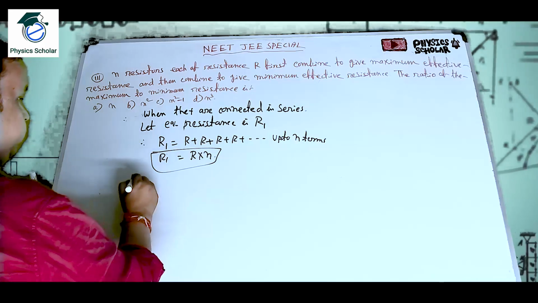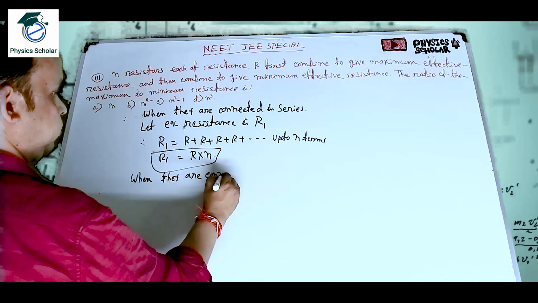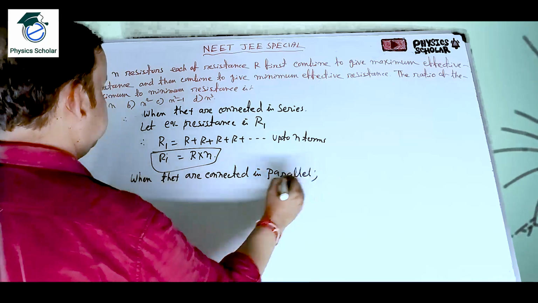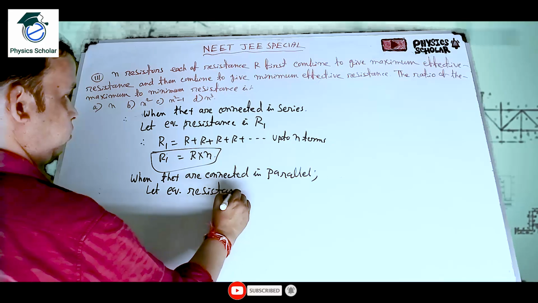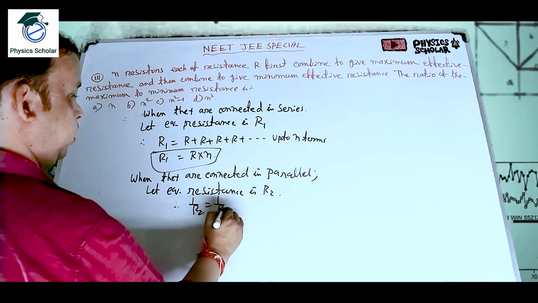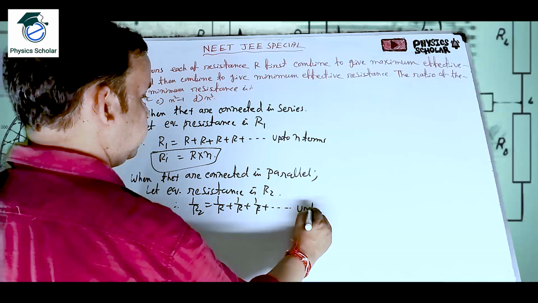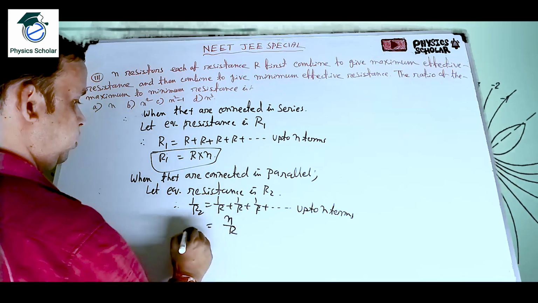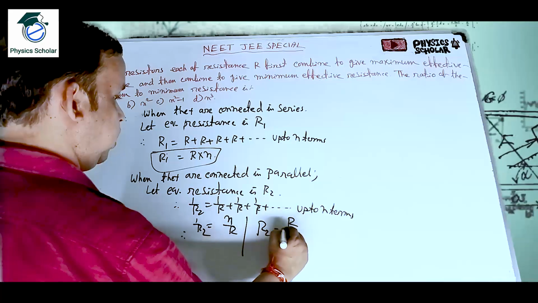When they are connected in parallel, let the equivalent resistance be R2. So we can write 1 by R2 is equal to 1 by R plus 1 by R plus 1 by R plus dot up to n terms. That means n by R. So 1 by R2 is equal to n by R. So R2 is equal to R by n.